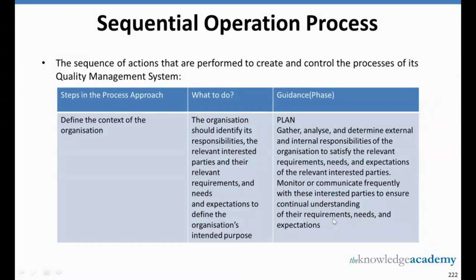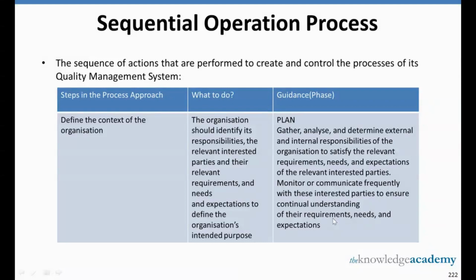Now, we have already seen earlier in the previous slide of the PDCA cycle that all the clauses come under the plan, do, check and act process. So the same thing is given over here in the same PDCA cycle. This is in the plan phase, where we gather, analyze, and determine external and internal responsibilities of the organization to satisfy the relevant requirements, needs, and expectations of the relevant interested parties.